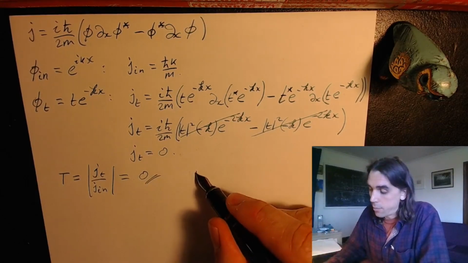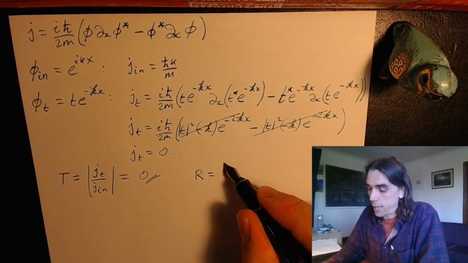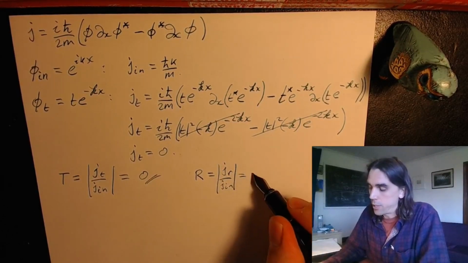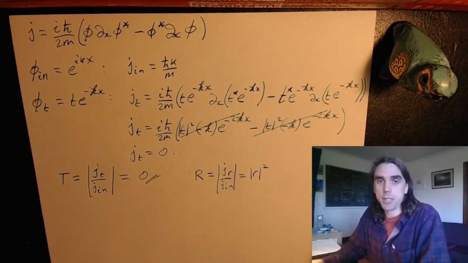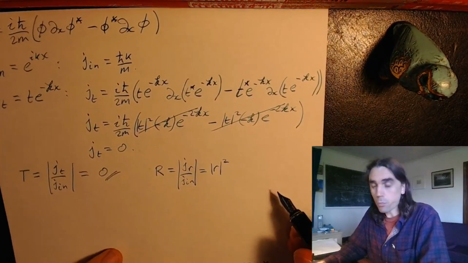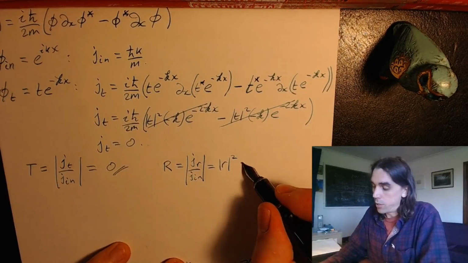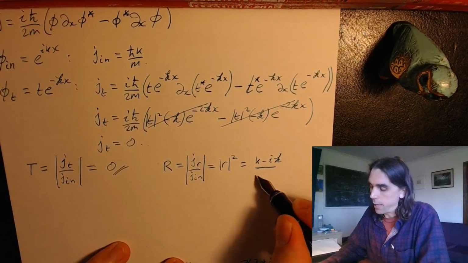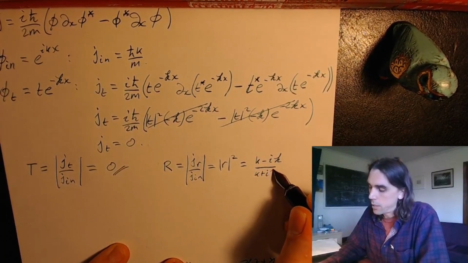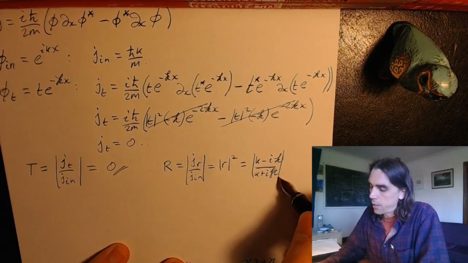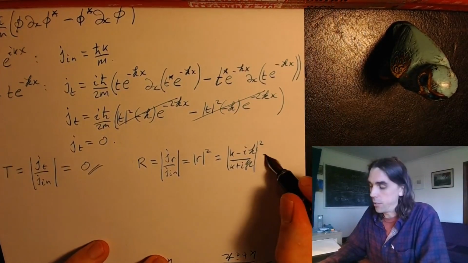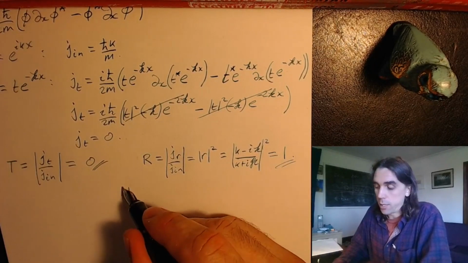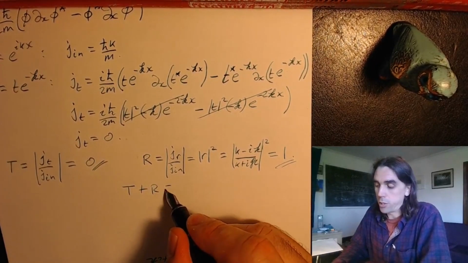If we look at the probability for reflection, which is j reflected over j incident, in fact, the expression is the same as we found in the last video, still modulus r squared. And if we substitute it in, we find for r we had k minus i kappa over k plus i kappa. And if you do the modulus squared of this, you'll find out that it equals 1, which must have been the case because the probability of transmission plus the probability of reflection is always equal to 1, from conservation of probability.